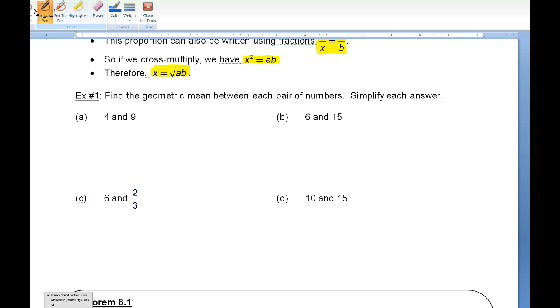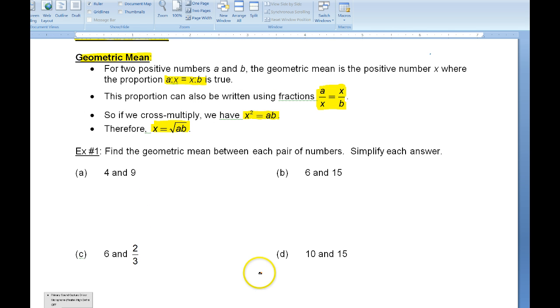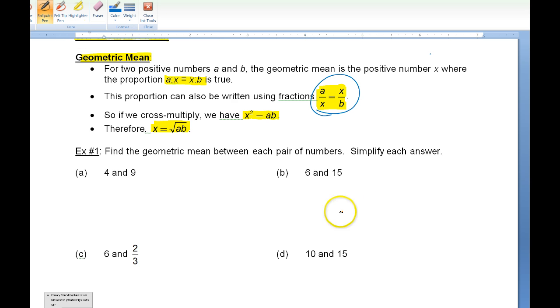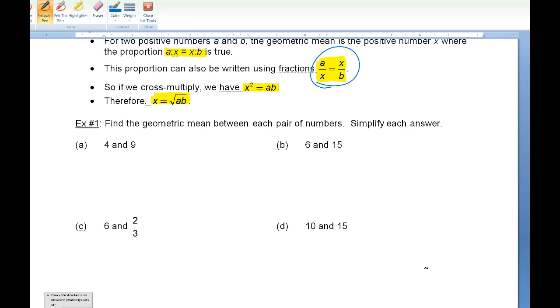Okay, so take a look at the first example. Find the geometric mean between each pair of numbers. So I'm actually going to go back to this formula and use that just so we get used to it, because when we apply some of the theorems later on, that formula will be important. As soon as you see the word geometric mean, whatever is the geometric mean, we're going to put that in the two spots.